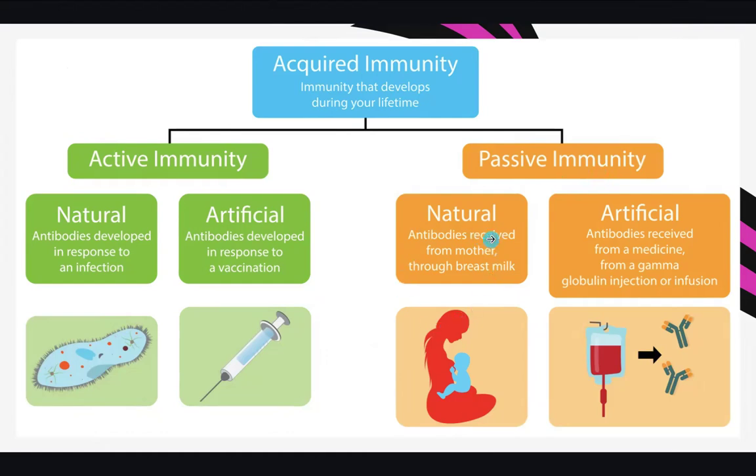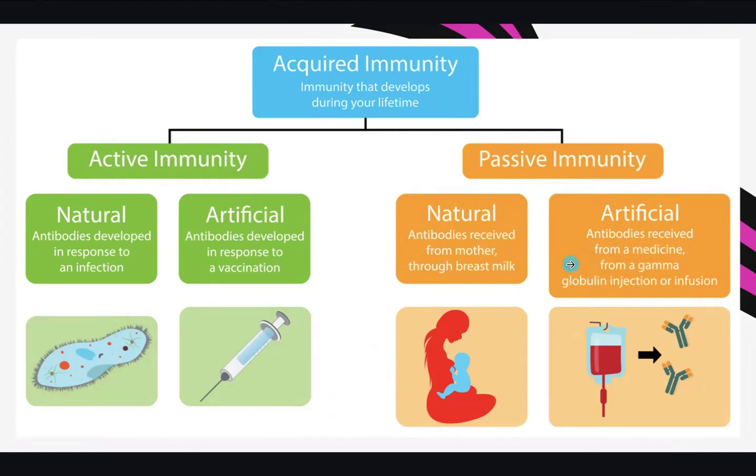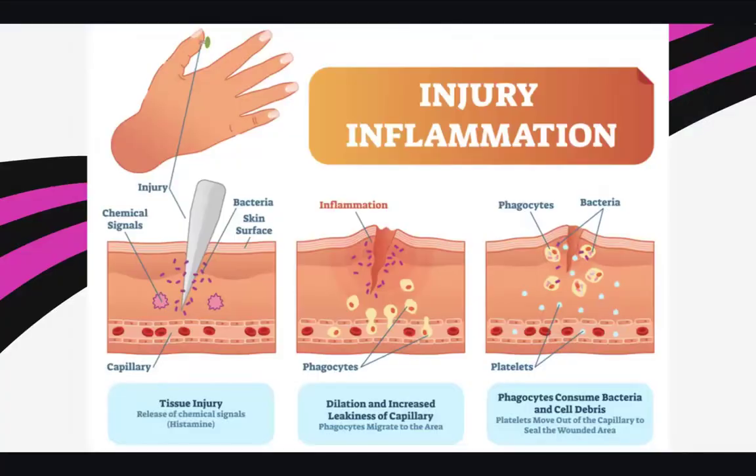This is what we get from nursing our young. So for example, si nanay, pag naunang nag-breastfeed siya, so the very first milk from the breast contains what we call the colostrum, which would be high in immune cells, which gets passed on to the child upon breastfeeding. Okay? And then you also have artificial passive immunity. So these are received from medicine or even from injection or infusion. Okay, so that's what we call acquired immunity.